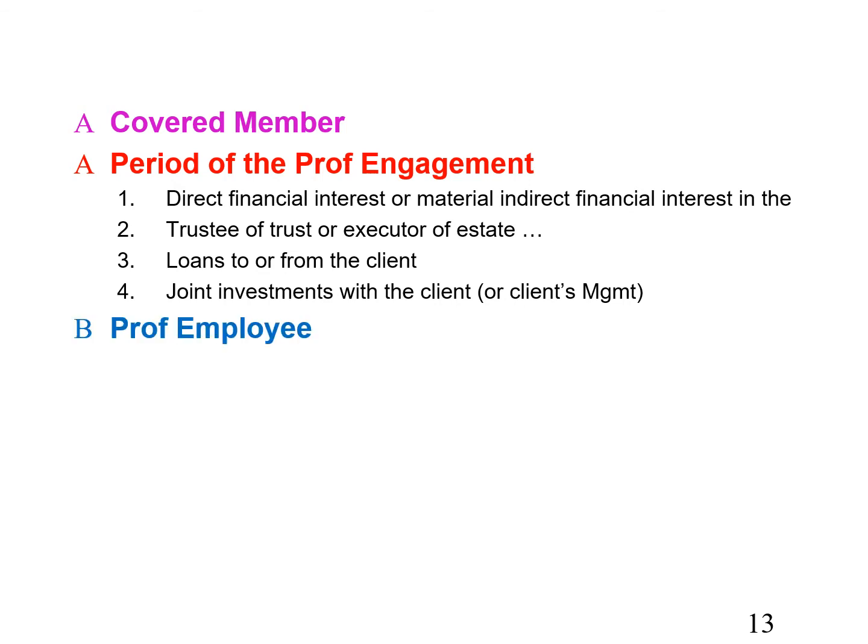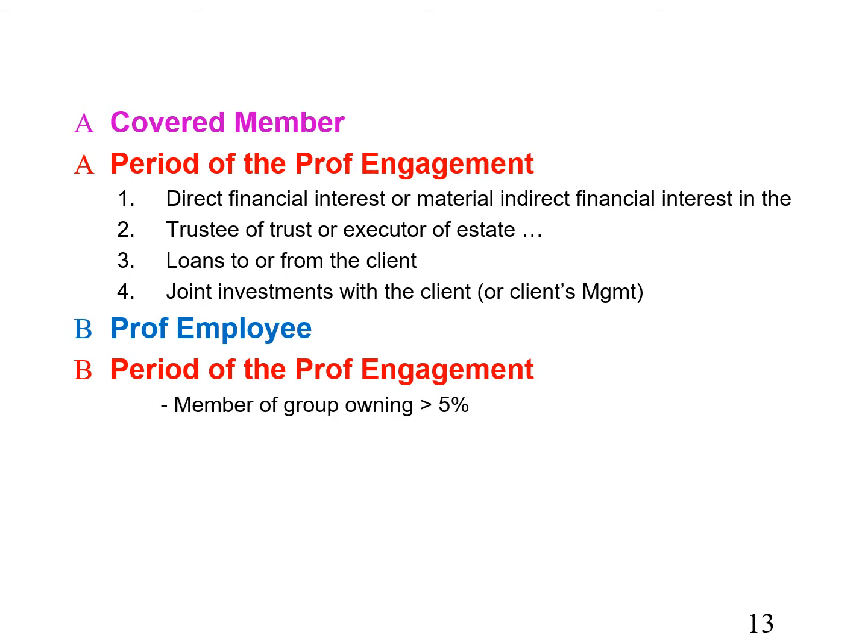Part B, professional employees during the period of the engagement. During the period of the engagement, no professional employee or group of professional employees can own more than 5% of a client. Covered members are the people closely associated with the client, with the audit engagement.